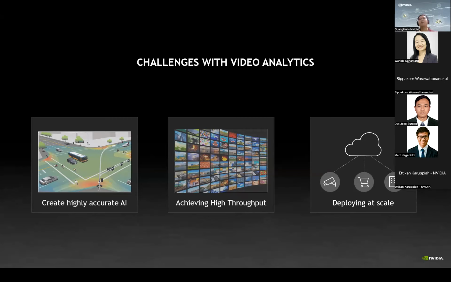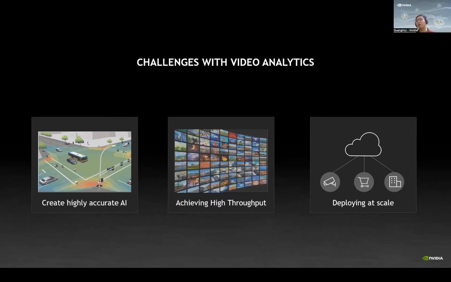And then after you have trained the models, another important part is you have to deploy these things into some on-prem area where you need high-throughput, real-time analytics. That's one of the important parts, we call it inferencing, where you need to achieve high throughput on the inferencing side. And then after that, how do you deploy everything at a large scale? How do you manage all these things?